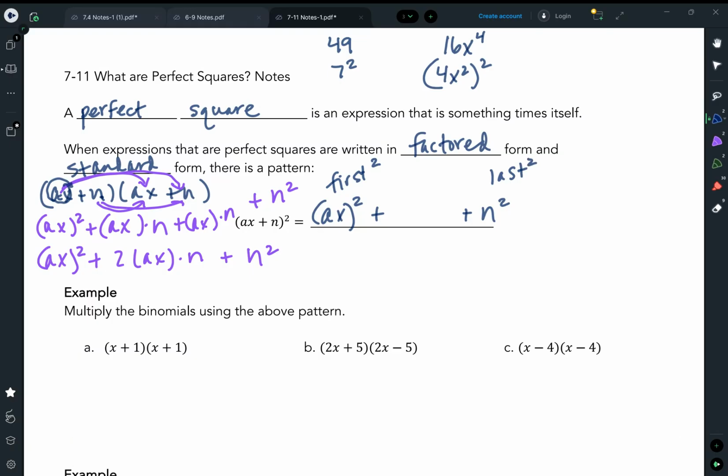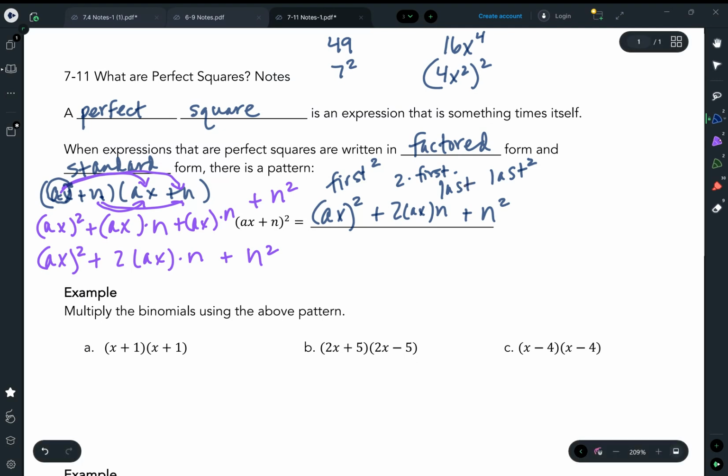And the middle part is 2 times the first times the last, because I had to double it. So 2 times my ax times my n is 2 times the first times the last. Obviously we could write this a little differently, like a squared x squared, but for the purpose of writing this pattern out quickly and using it, it's easier to think of it as just the first term squared.